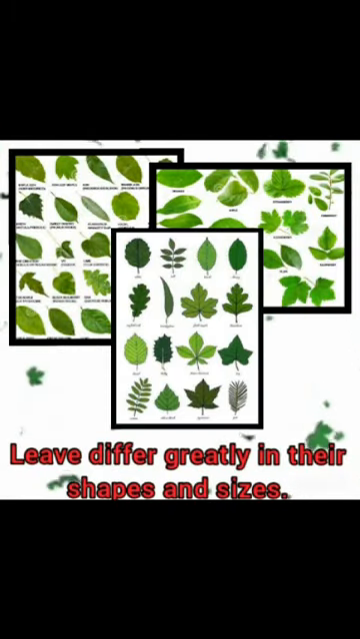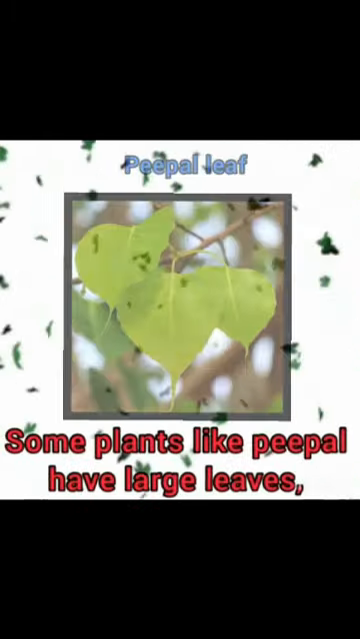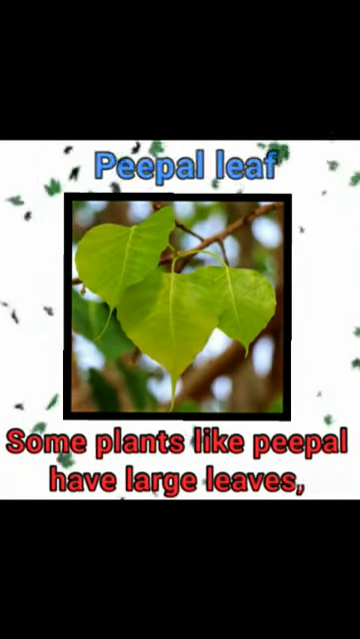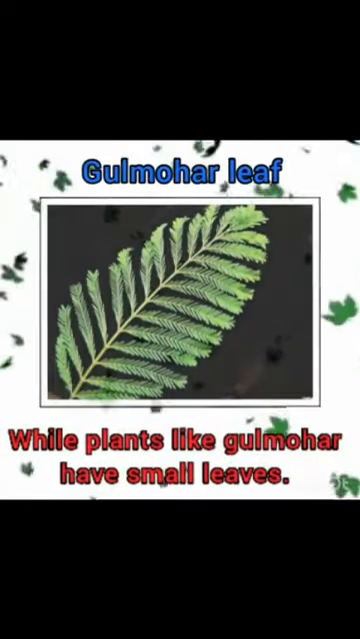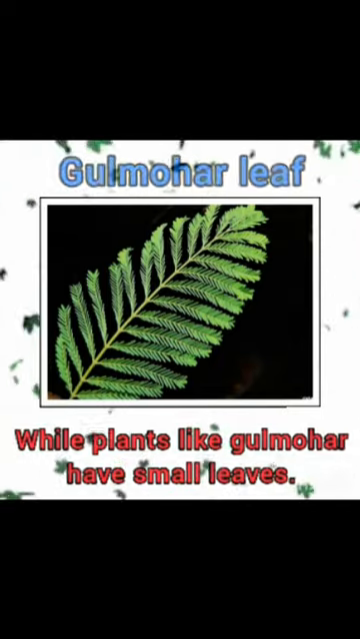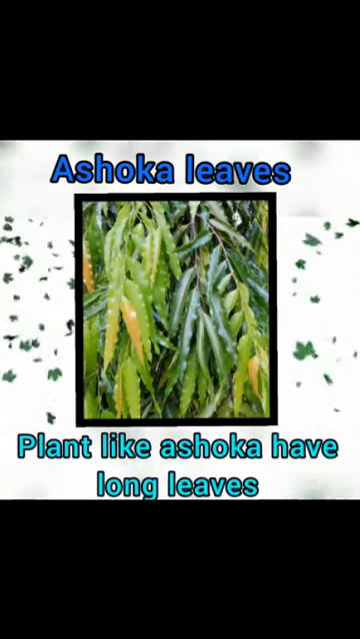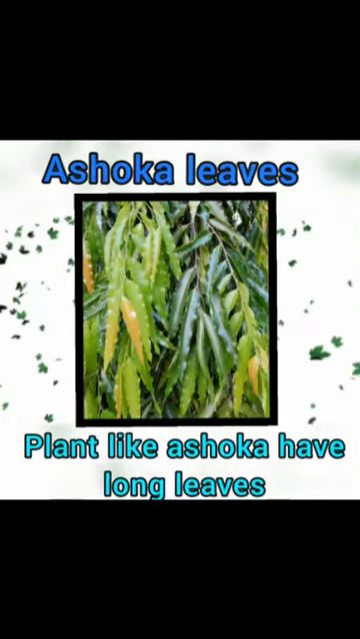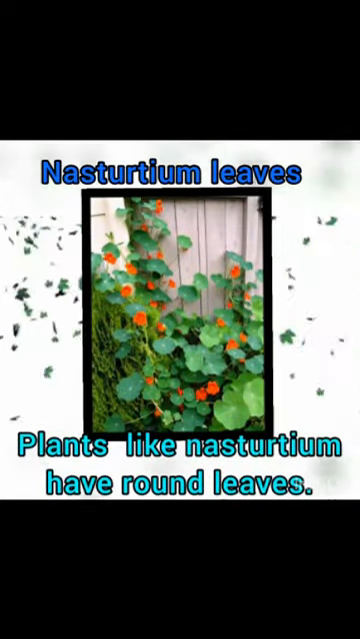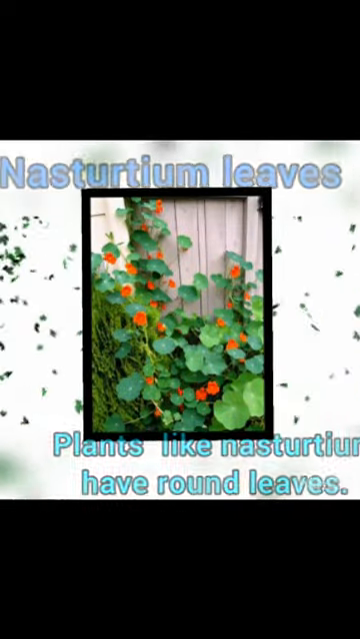Leaves differ greatly in their shapes and sizes. Some plants like peepal have large leaves, while plants like gulmohar have small leaves. Plants like Ashoka have long leaves, while plants like Nasturtium have round leaves.